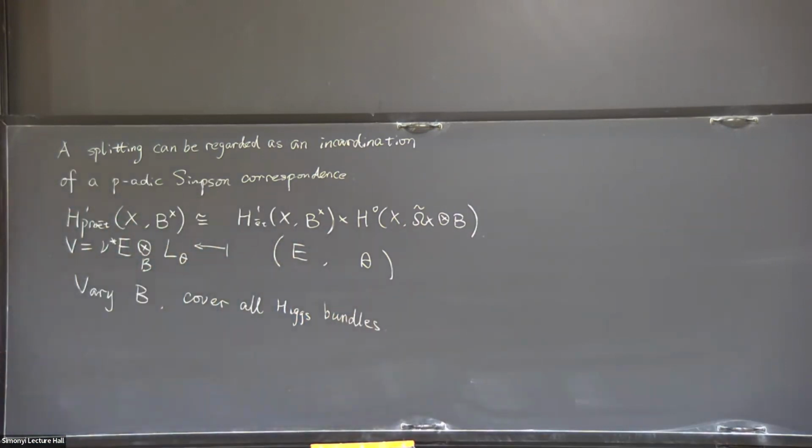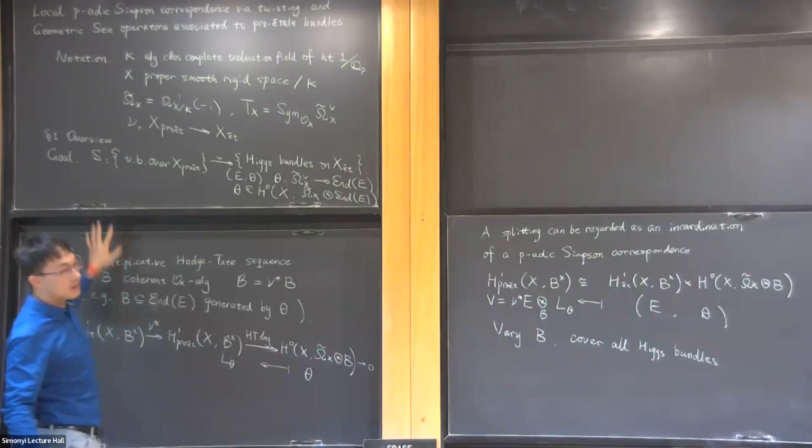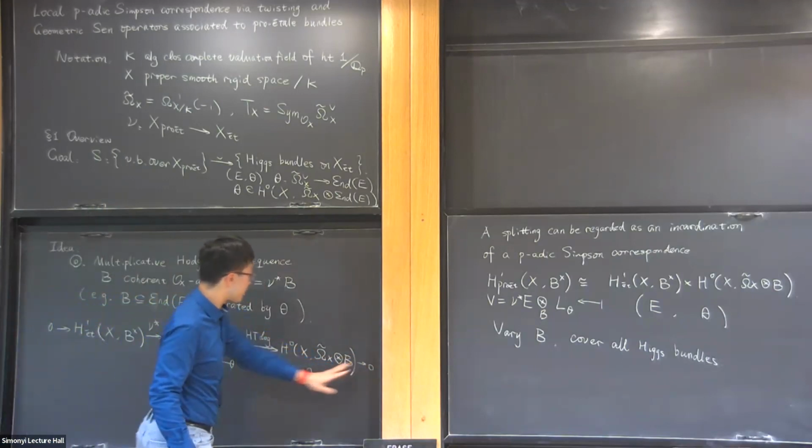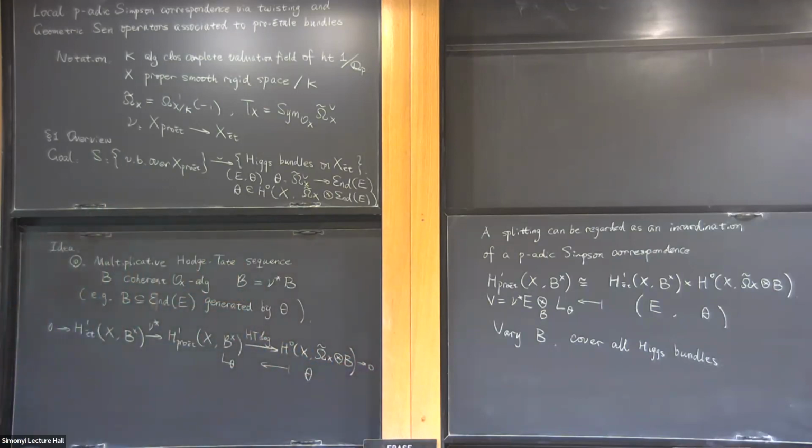So, any question? What are the assumptions on B for the sequence to be surjective? When X is proper, then this is surjective. In general, this is not surjective, but only left exact.